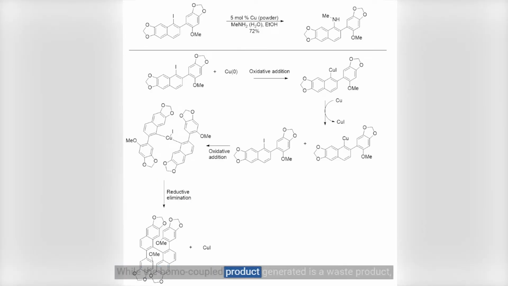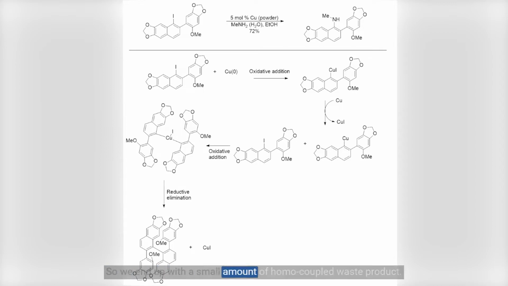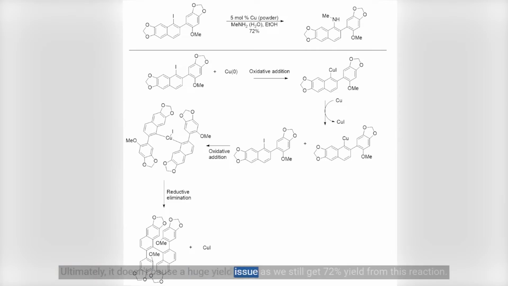While the homocoupled product generated is a waste product, the amount of waste product produced will be relatively small, considering that once the copper iodide is generated, the catalytic cycle will work much faster to convert the remaining copper powder into copper iodide than the homocoupling reaction can. So we end up with a small amount of homocoupled waste product. Ultimately, it doesn't cause a huge yield issue, as we still get 72% yield from this reaction. So now that we have prepared our catalyst, copper iodide, we can move on to the catalytic cycle.